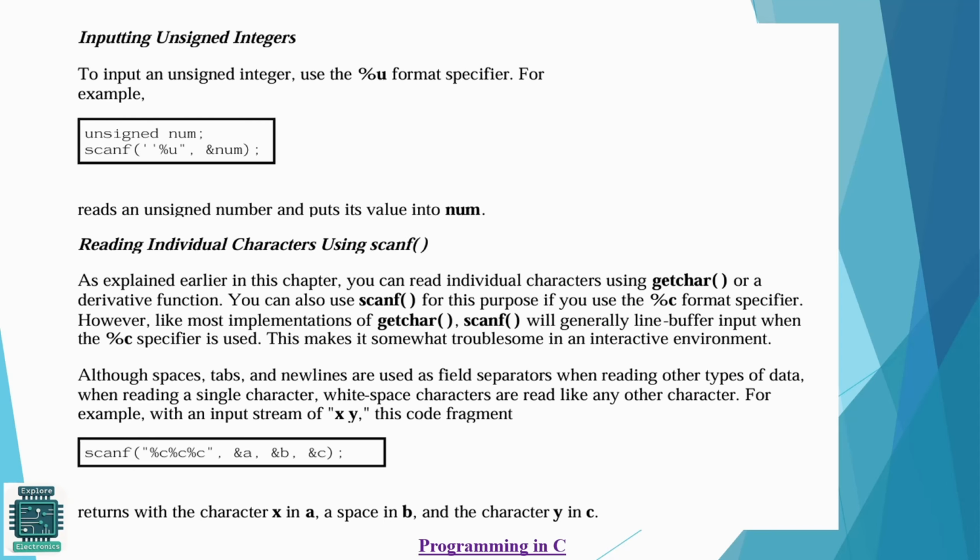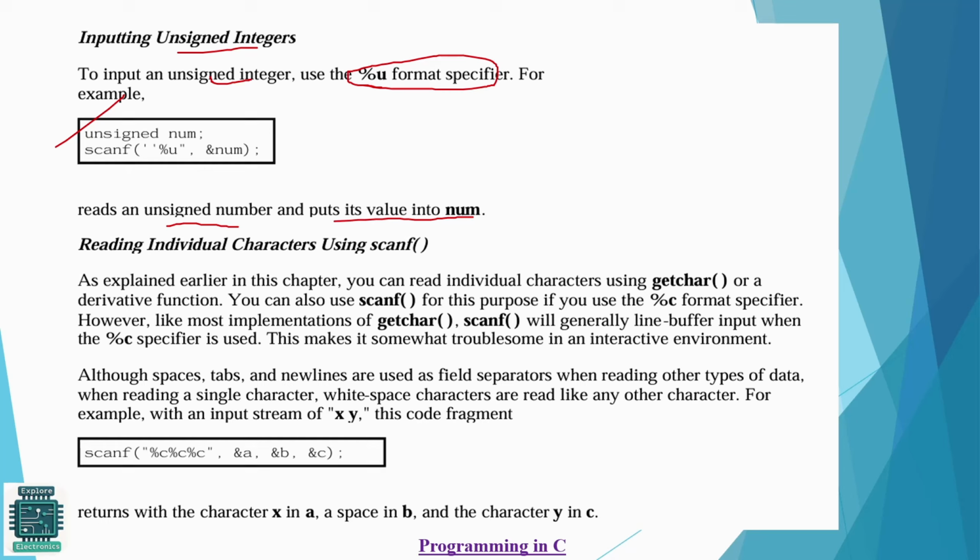Then inputting unsigned integers. To input unsigned integers, we use the %u format specifier. Unsigned num, scanf %u and &num. What does it do? It reads an unsigned number and puts its value into num. This is the work of %u.